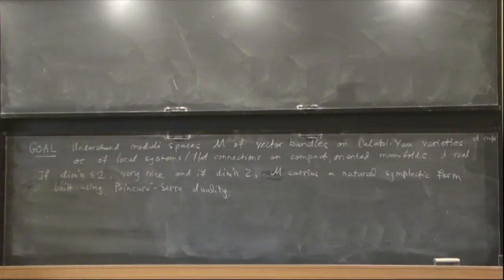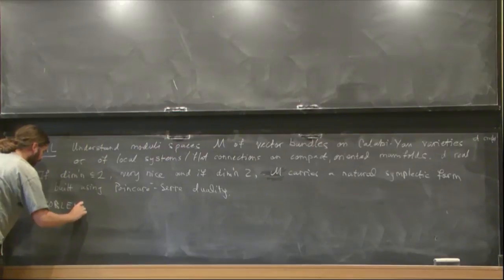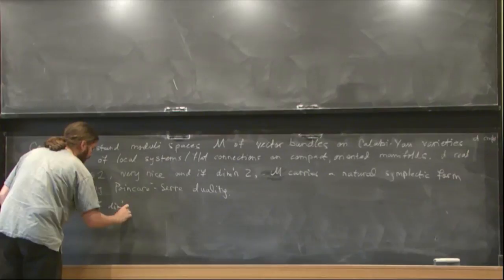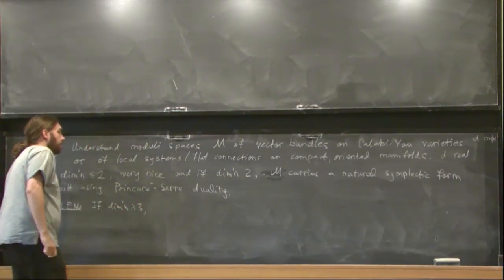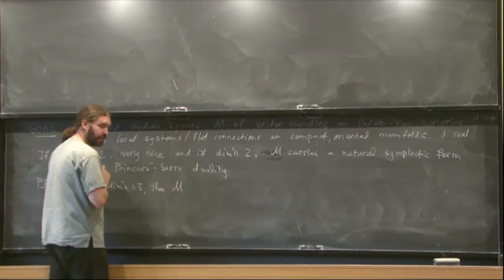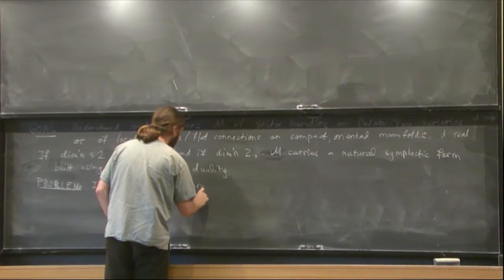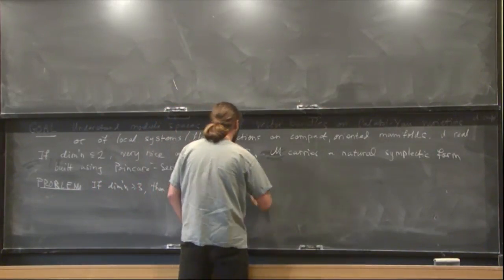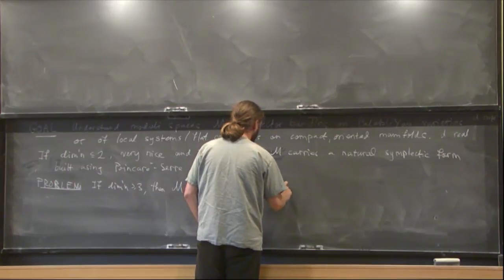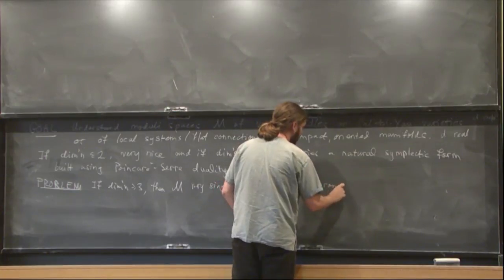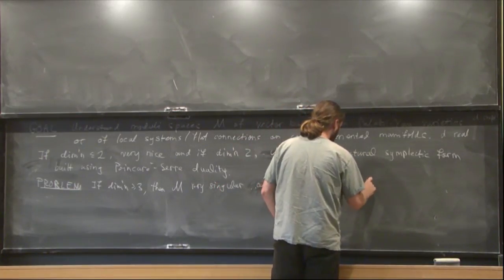And there's a problem in higher dimensions. So if the dimension is greater than or equal to 3, then this moduli space is, in general, very singular. And of the wrong dimension. So whatever you expect the dimension to be, it's not going to be that. So it'll have different components where the dimension jumps around, and it's a big mess.